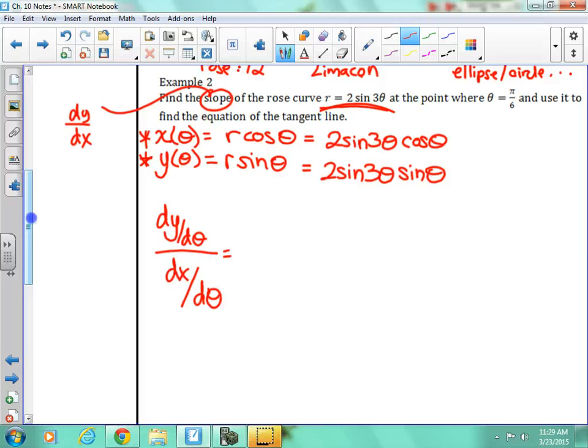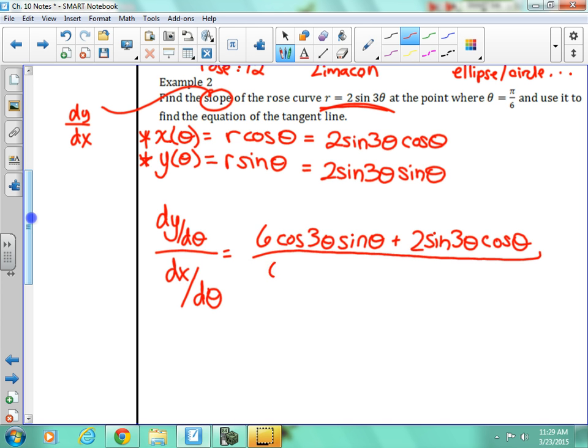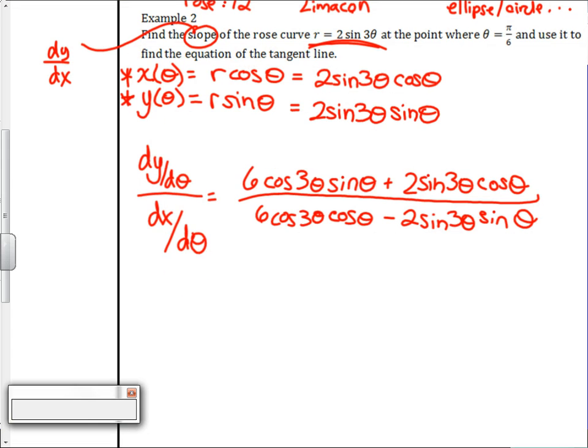I'm going to do a couple shortcuts real quick. The derivative of y is going to end up being 6 cosine 3 theta sine theta plus 2 sine 3 theta cosine theta, all over 6 cosine 3 theta cosine theta minus 2 sine 3 theta sine theta. That's just product rule, right? But where are they asking me to find the slope?